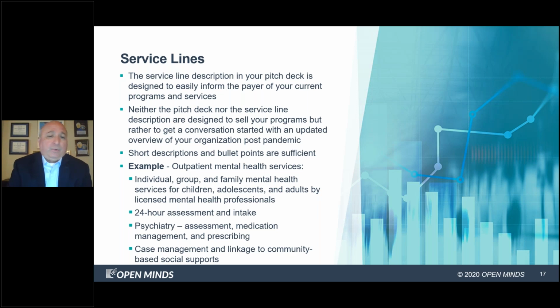An example of a service line. Let's say you provide outpatient mental health services. Notice that the bullet points here are very general. BAM, I see as a health plan, I can see you're doing individual, group, family therapy, you work with children and adults, you have 24-hour assessment, you have psychiatry for medication management, and you're doing case management. Many of these things are commonly billed, reimbursable services for health plan contracts. And so we want it in kind of their language.